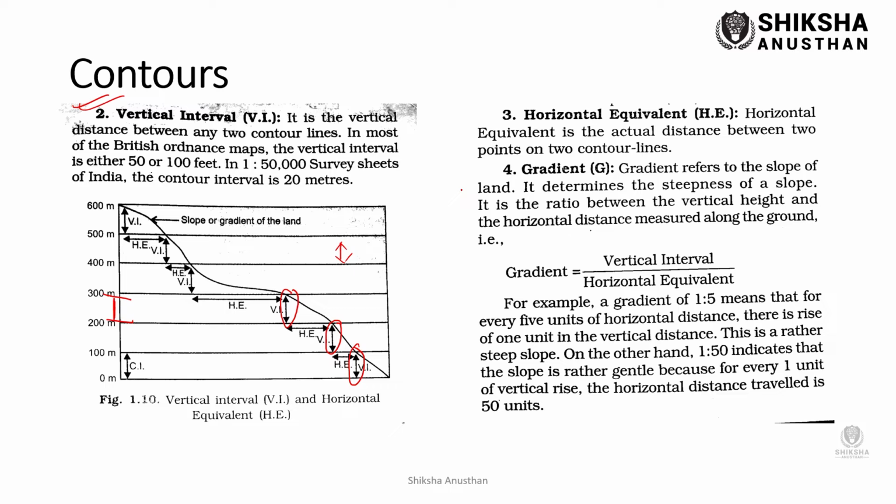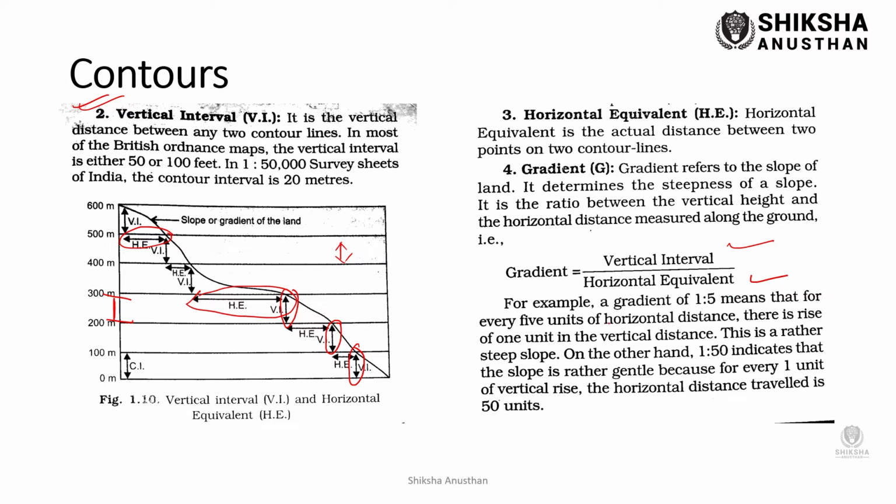Then horizontal equivalent, as you can see in the figure, is represented as HE. Then gradient. What is gradient? Gradient refers to slope of the land. It determines the steepness of slope, and it is a ratio between the vertical height and the horizontal distance: vertical interval by horizontal equivalent.